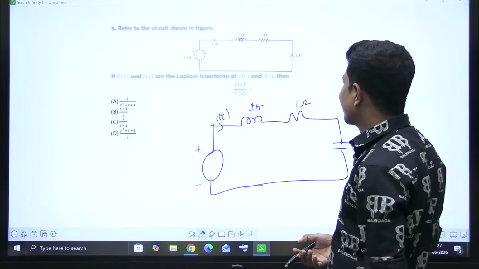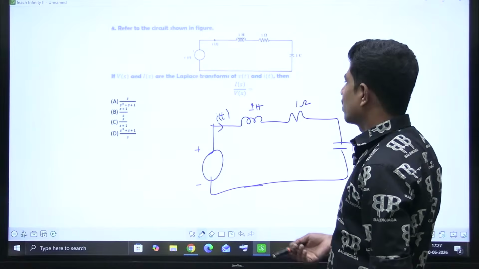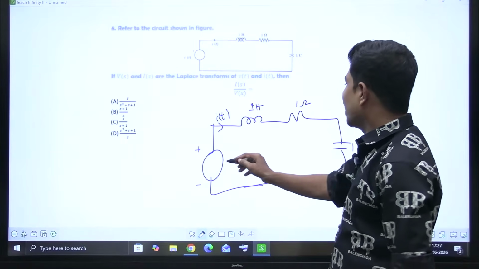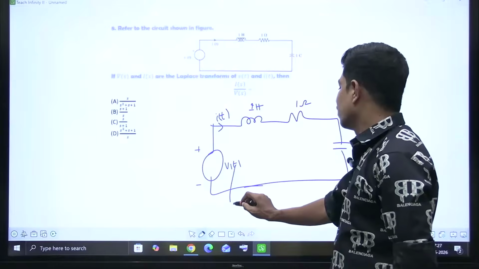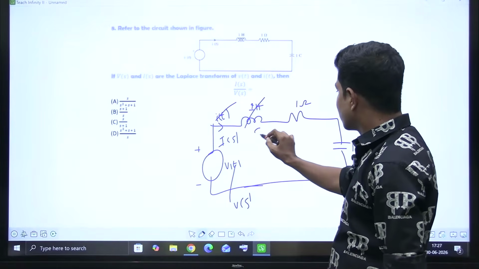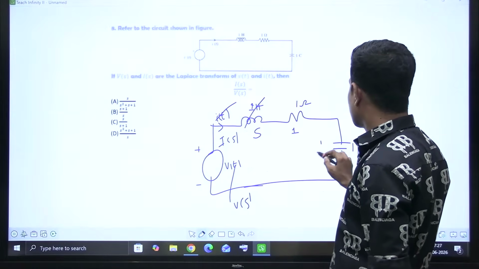So he's asking the current by voltage transfer function, the Laplace transform I by V. In fact, it is admittance. Apply Laplace, that's all. This will become V(s), this will become I(s). This is Ls, and L is 1, so this is 1 only. This is 1 by Cs, which is 1 by s.